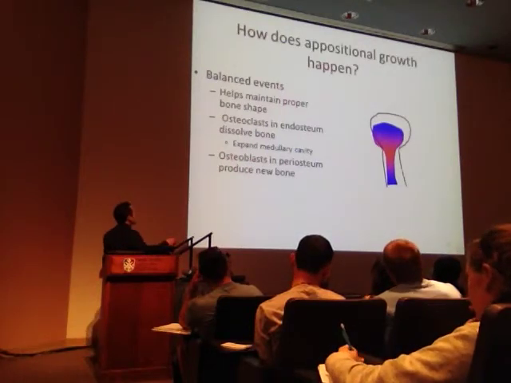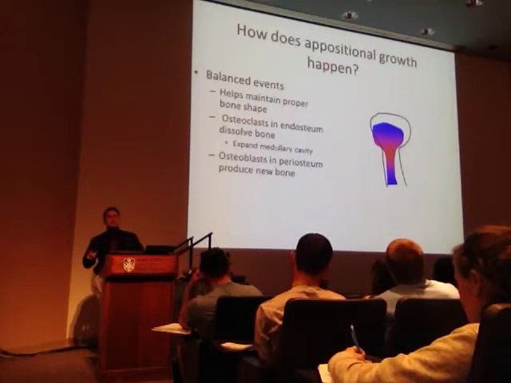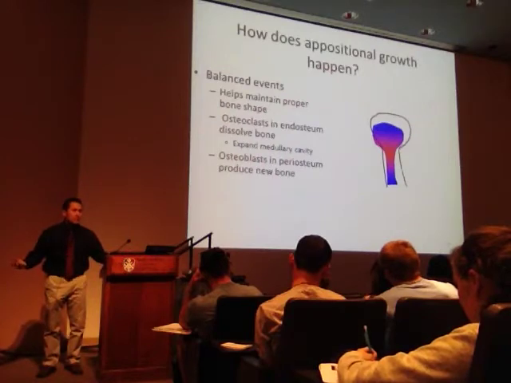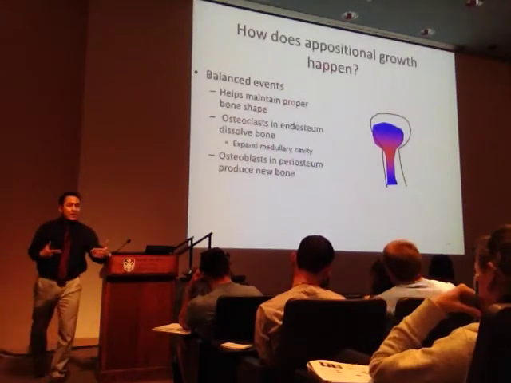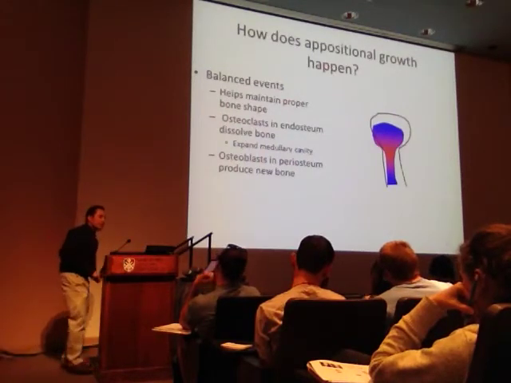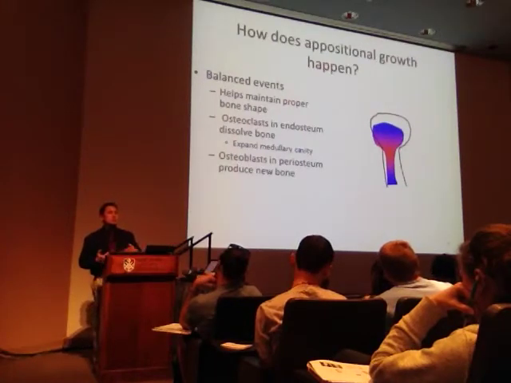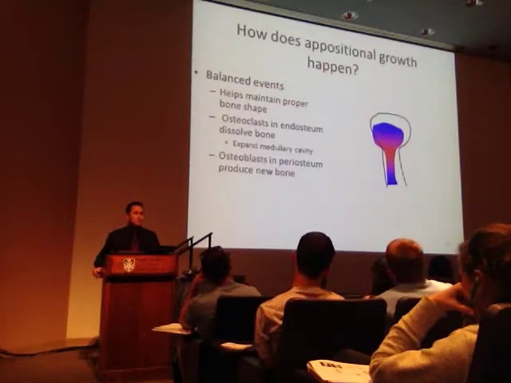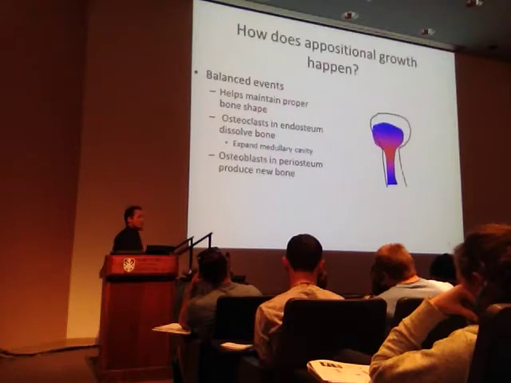So this is called appositional growth. Appositional growth helps not only to make them thick or thin, and you might say, who cares? Well, if you're doing heavier weight-bearing activities, if you're a football player or a professional athlete versus a swimmer, you're going to have different densities of bone. Also, it helps to maintain the proper shape of the bone.